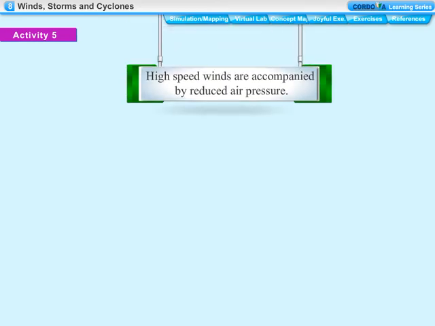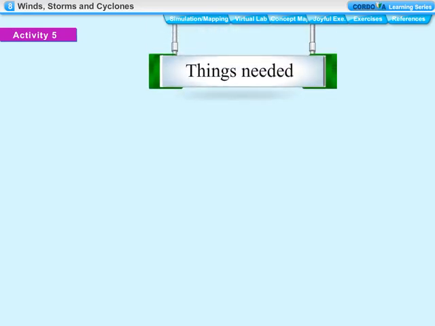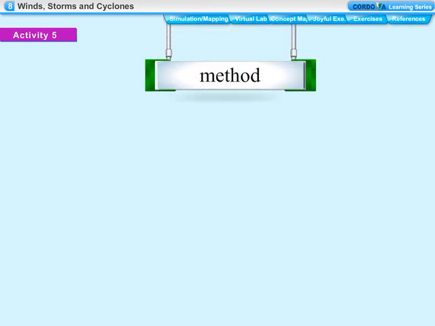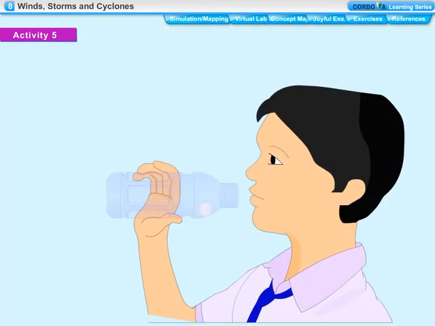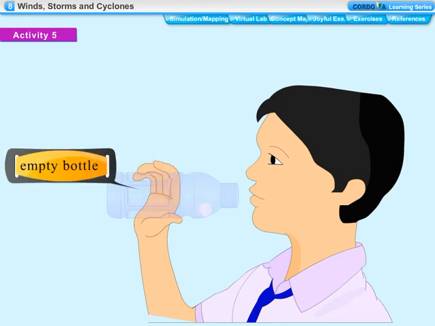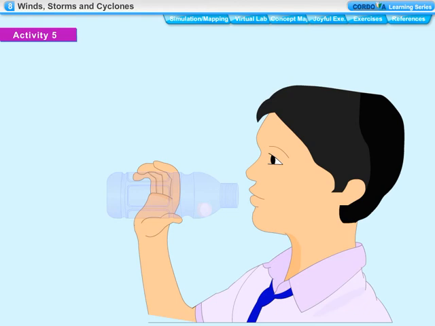Activity 5. High-speed winds are accompanied by reduced air pressure. Things needed: a piece of paper, an empty glass bottle. Method: we take a piece of paper and crumple it to make a small paper ball. We hold an empty glass bottle on its side horizontally and place the small paper ball in the neck of the bottle, just inside its mouth.